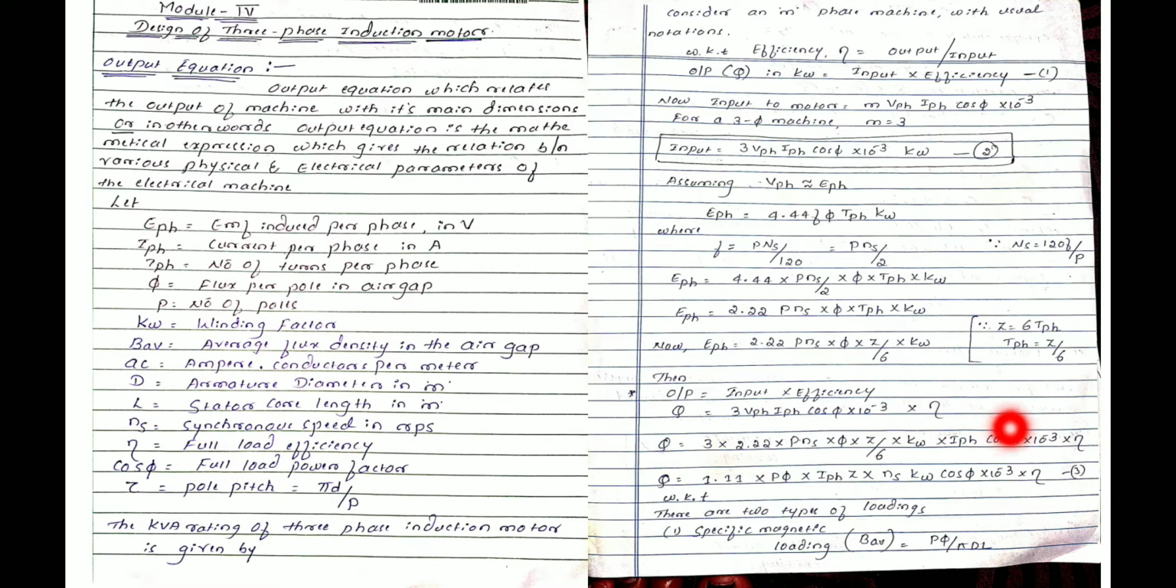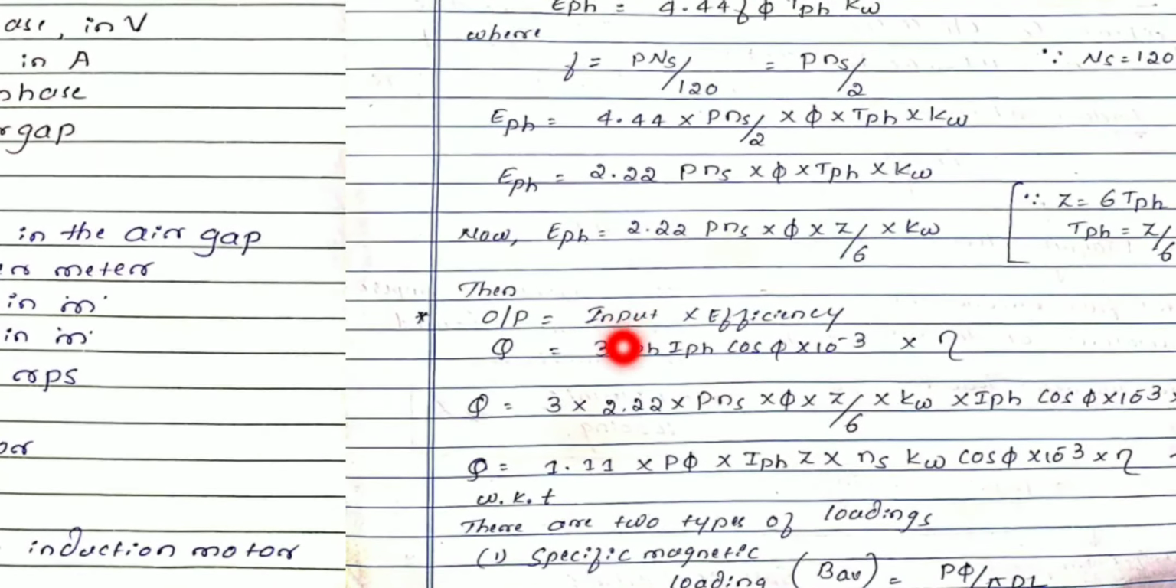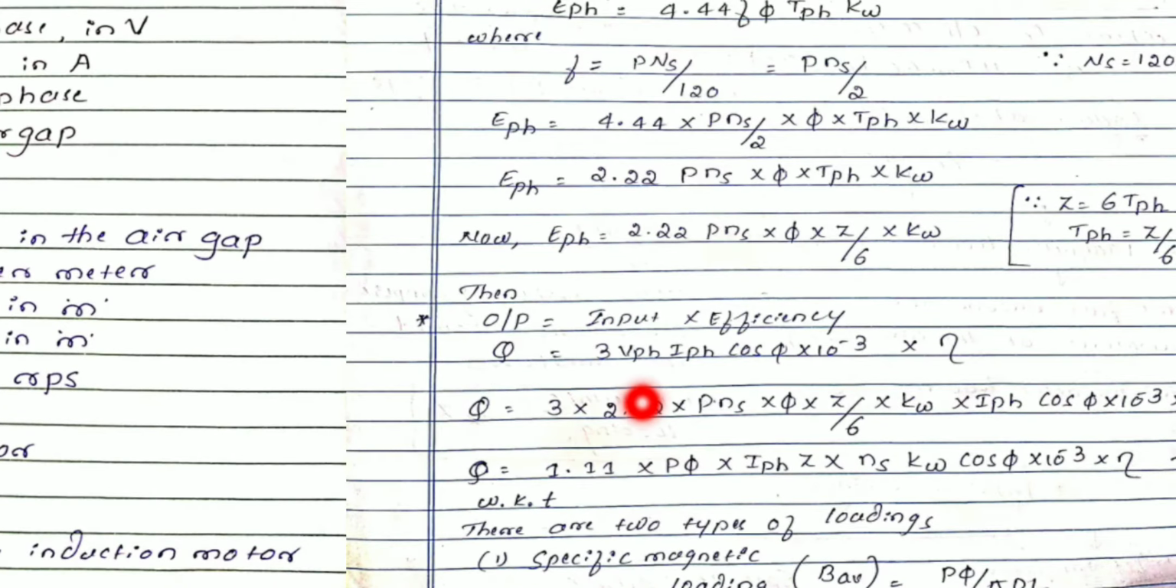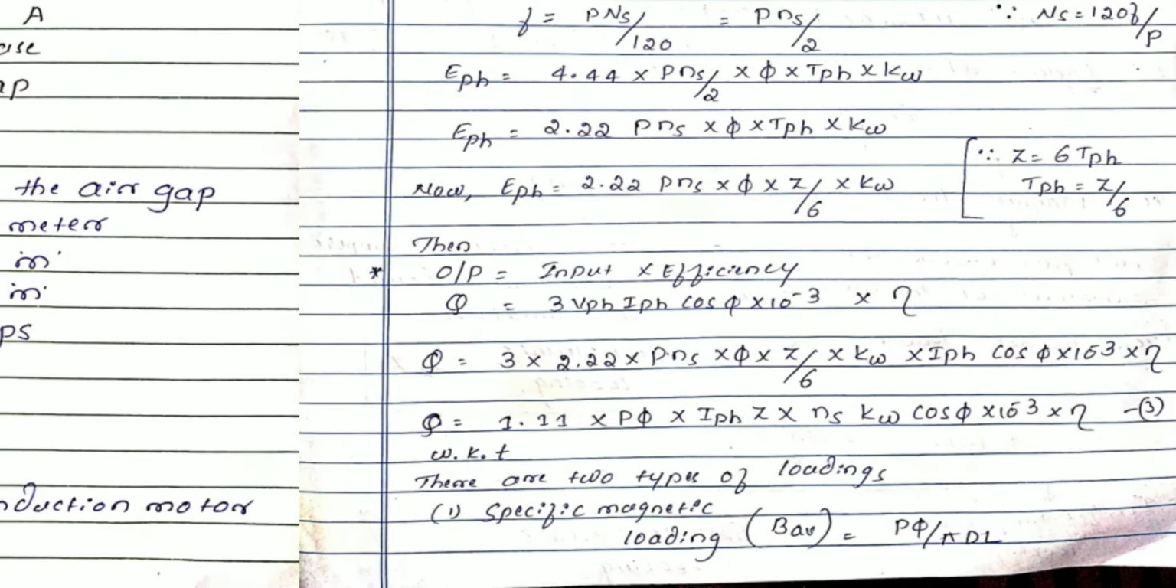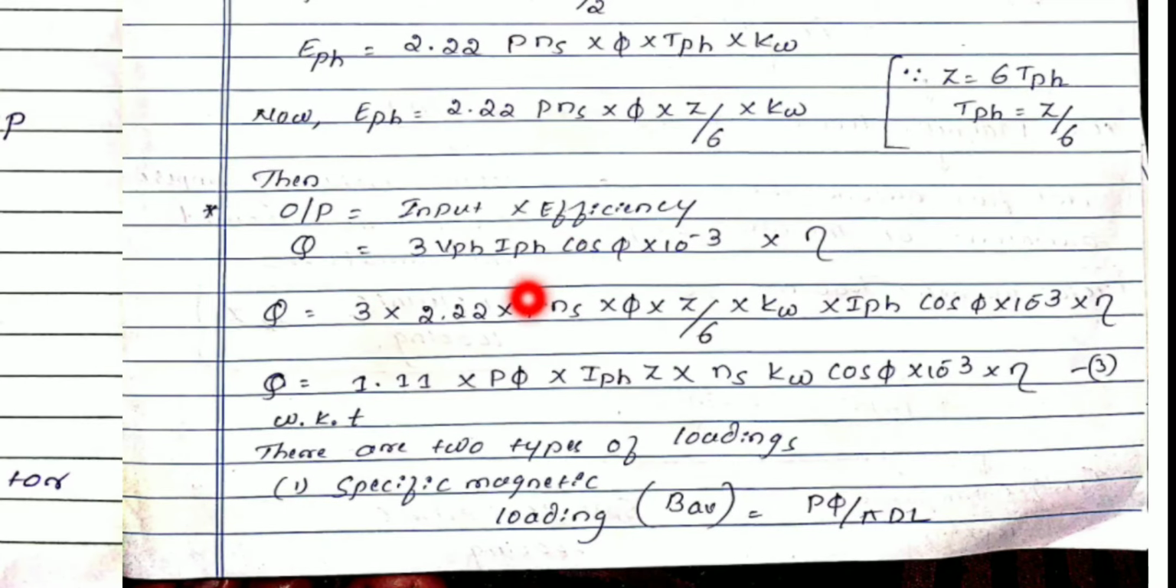I had written as it is. So when we multiply 3 into 2.22, it will be 6.666. When we divide it by 6, it will be 1.11. The remaining things are just a modification I had done here. Just see here, P/Ns is also there.